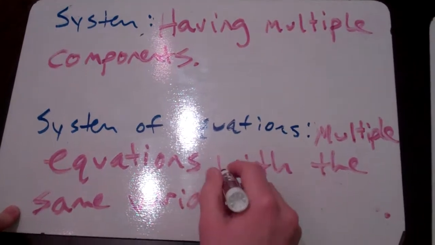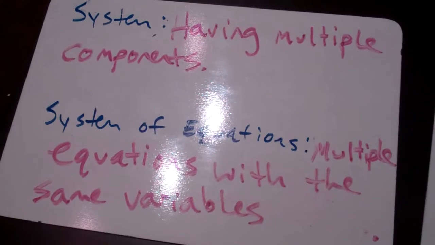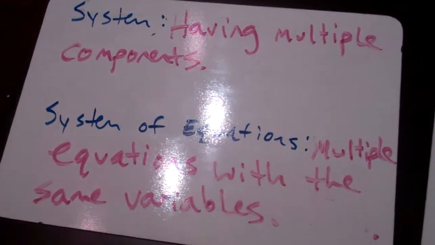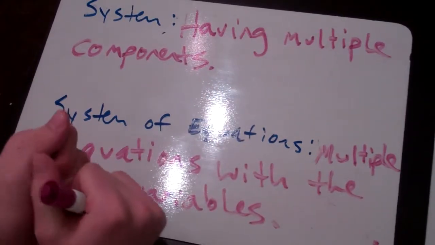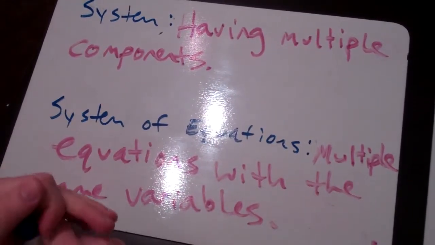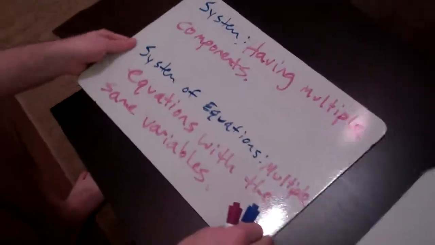So that could be x's, y's, r's, t's, z's, p's, m's, n's. Any couple equations with the same variables can work out to be a system. And so here's our vocabulary. We have that down. You have that in your lesson packet. Now let's talk about the 3 ways we can solve systems of equations. The first one is the easy way.